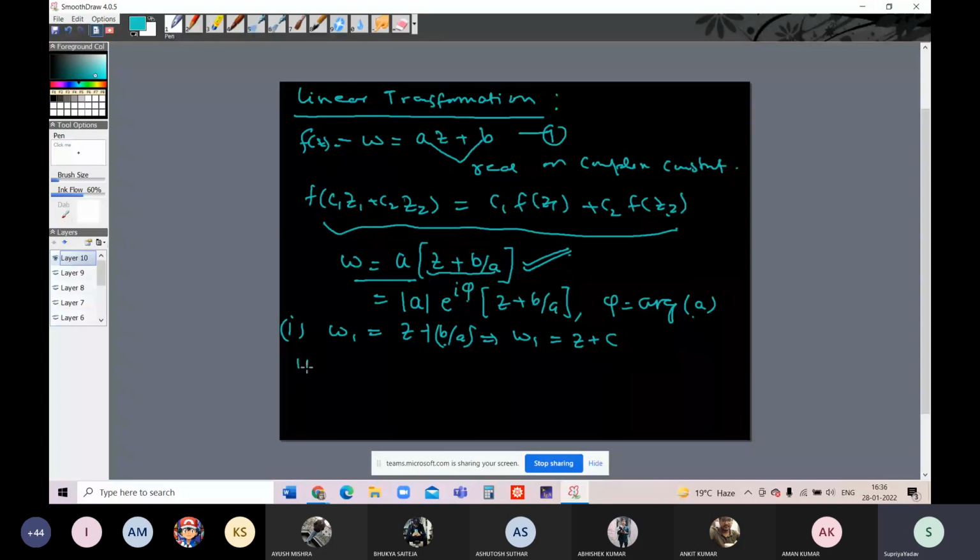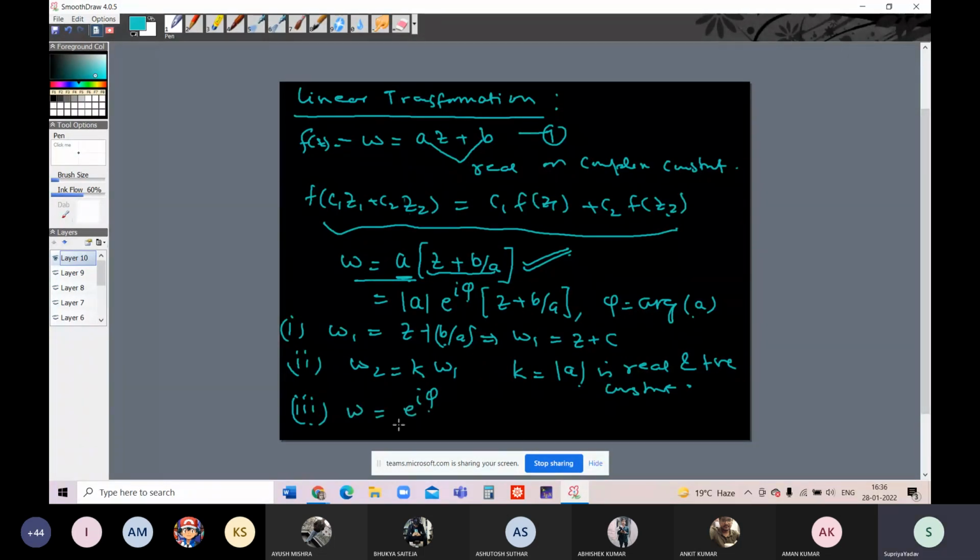Second, we can also consider it like W2 is equal to K times W1. This is a constant term, where this K is the modulus of A, which is a real and positive constant. Third one is, we can also see it like W is equal to exponential I phi into W2.